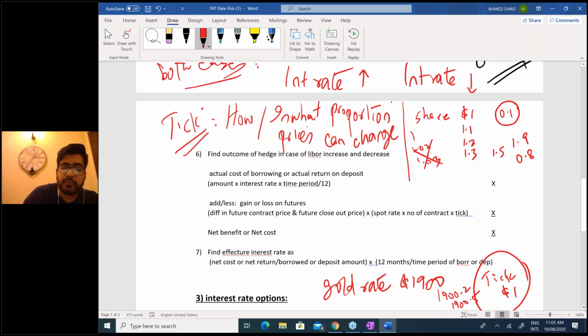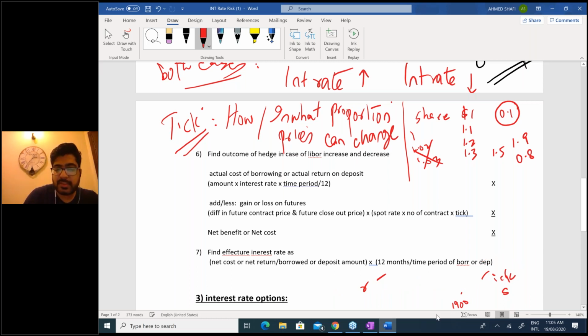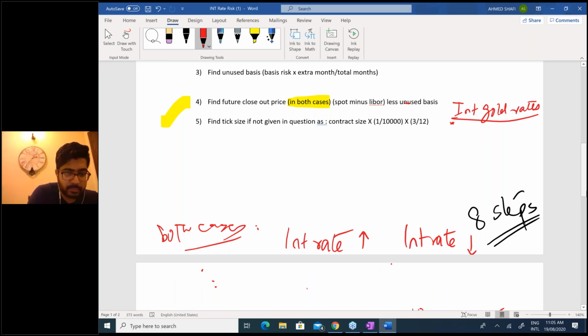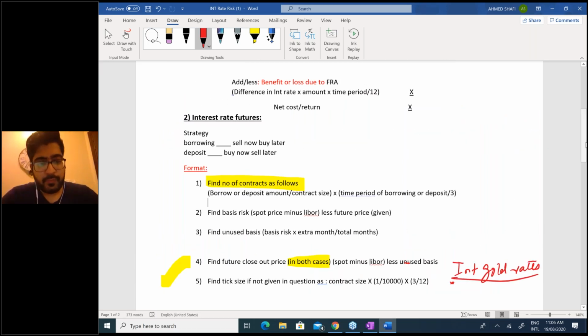So that is tick. Again, in questions it would be given, but if it's not given, the marking scheme states you need to find the tick also. The format states: find number of contracts, borrow or deposit amount over contract size into time period over 3, then basis risk, spot minus LIBOR less futures price, then unused basis, then find future closeout price in both cases, increase or decrease, then find tick.